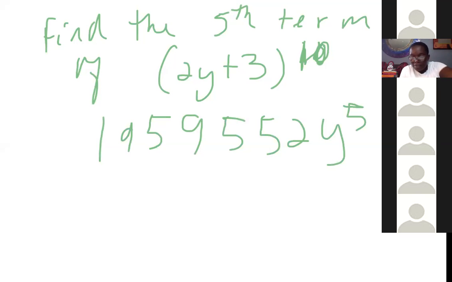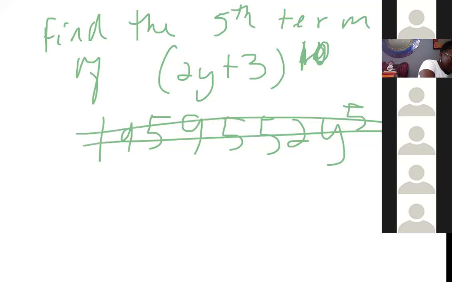I forgot to multiply the 2. Okay, let's look. So we got 10, 9, 8, 7, 6. I'm going to the 6th power. Why do I have the 5th power? Okay. I counted to make sure it's the 6th power, not the 5th. Ooh, I left out one of my terms. That's why. Okay, so scratch my answer. I'm going to go back and do it. Okay, guys? Scratch that one.